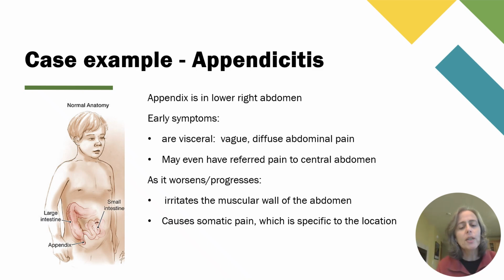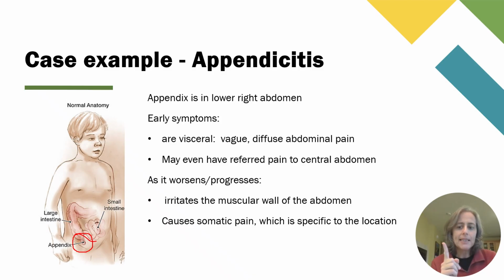So anyway, the appendix is this funny little doodad that is on the beginning part of your large intestine, and it's located way down in the lower right part of your abdomen. But when it first gets inflamed and infected and irritated, it's part of your viscera, it's part of your guts. So the symptoms that you get, the sensation of discomfort, is pretty vague and diffuse, and interestingly, it's often located around your belly button. So a lot of times kids who have early appendicitis come in pointing to their belly button as the area where it hurts, but they can't describe it very specifically.